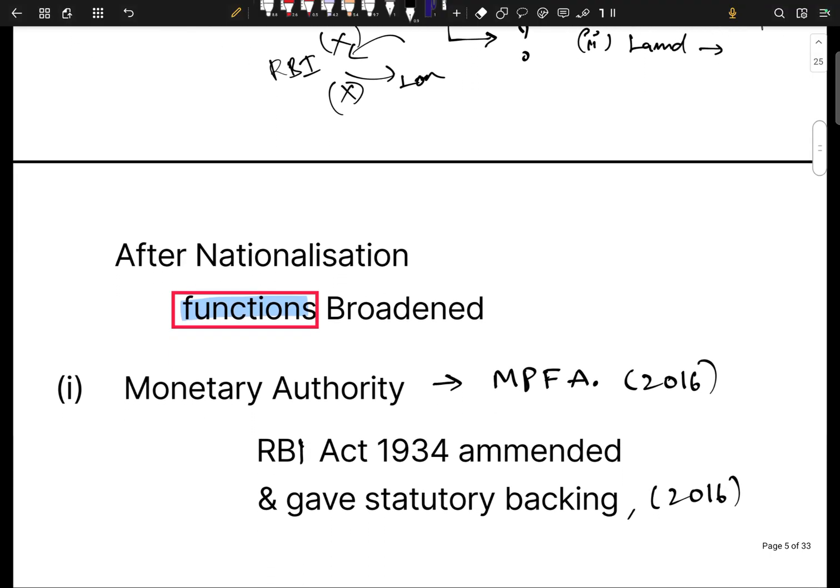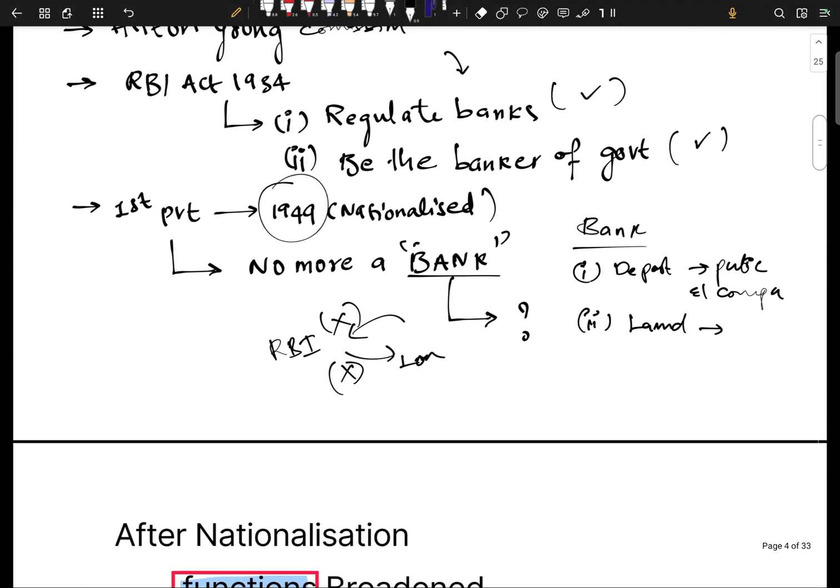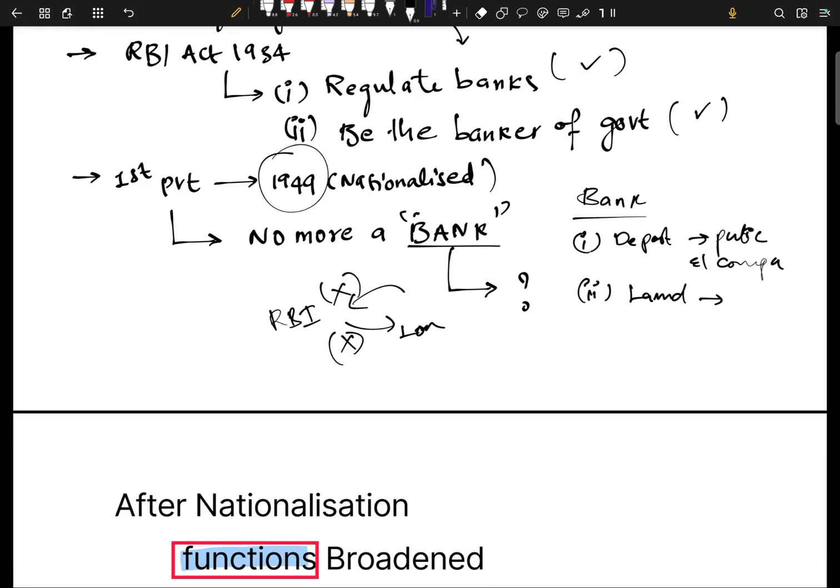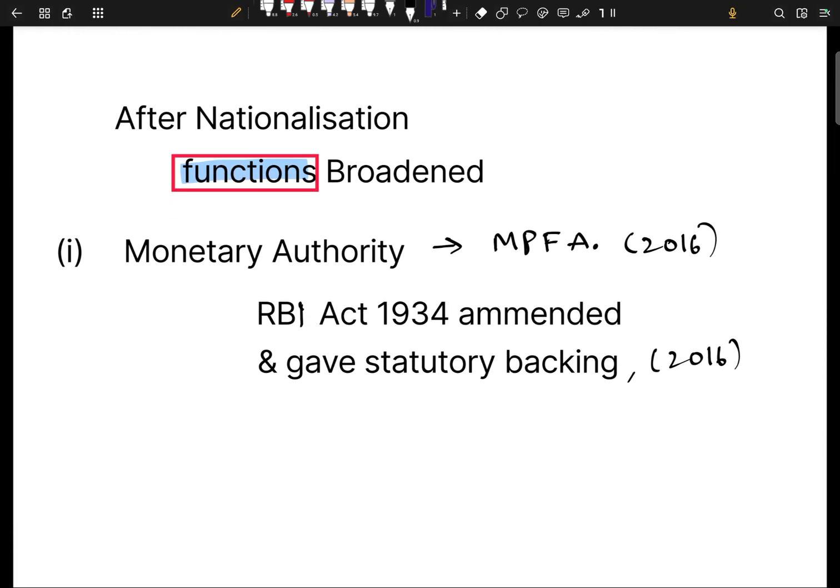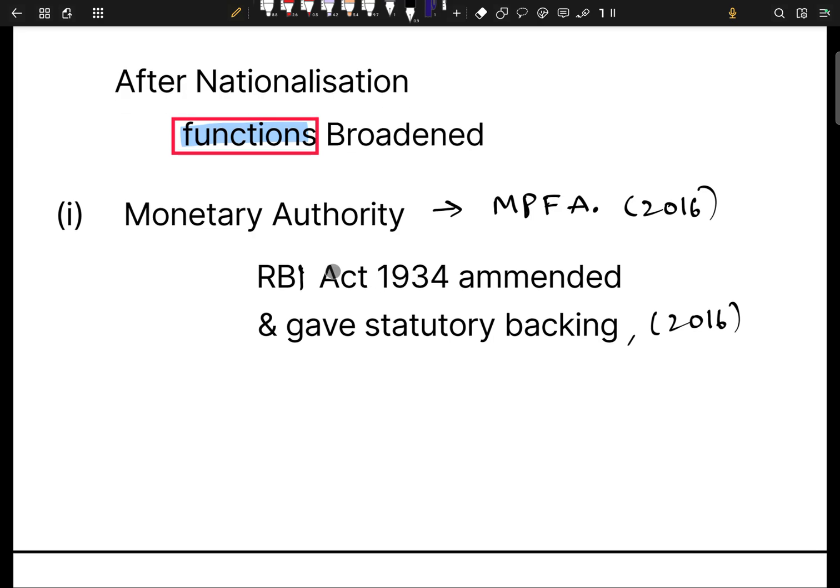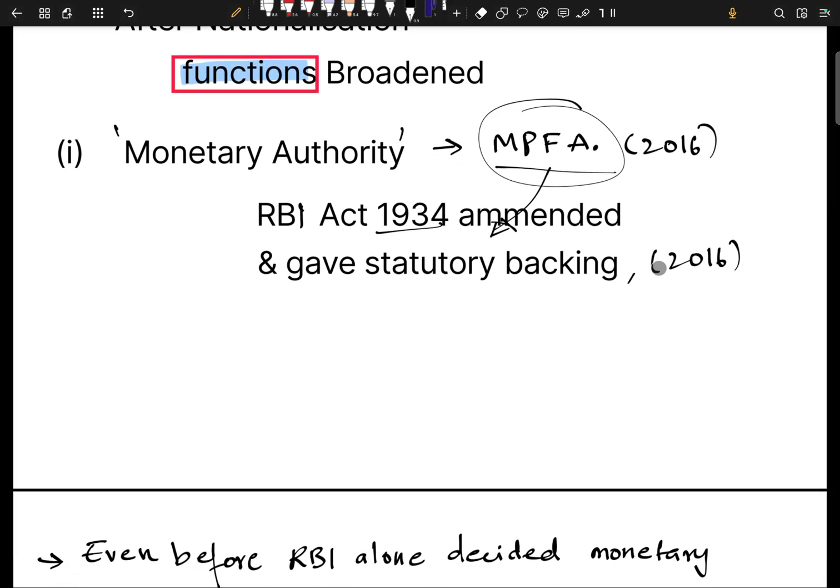After nationalization, through amendment of the RBI Act 1934, the functions of RBI were broadened. The first function of RBI is that it is a monetary authority. For this, the government came up with the Monetary Policy Framework Agreement, which has statutory backing because the RBI Act 1934 was amended, and this agreement was given statutory backing.